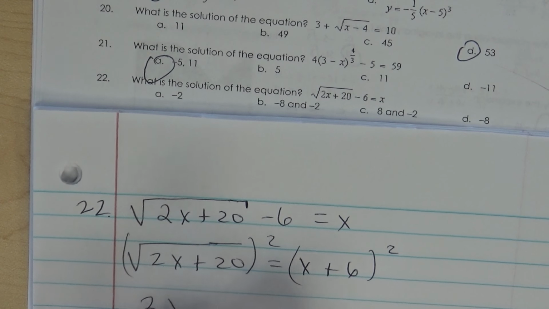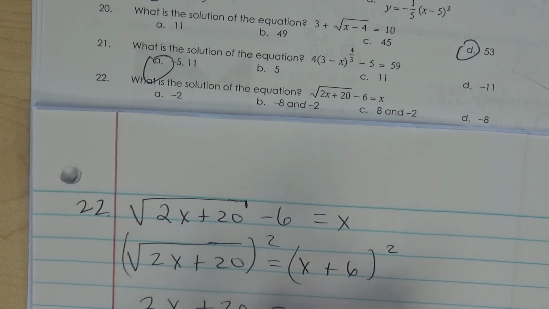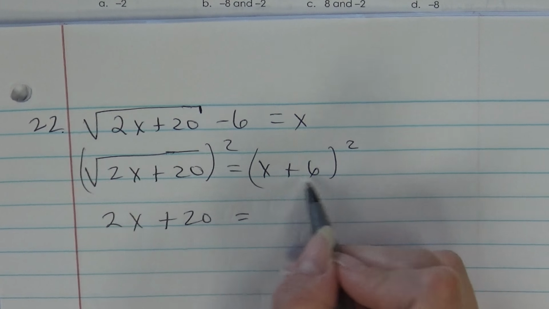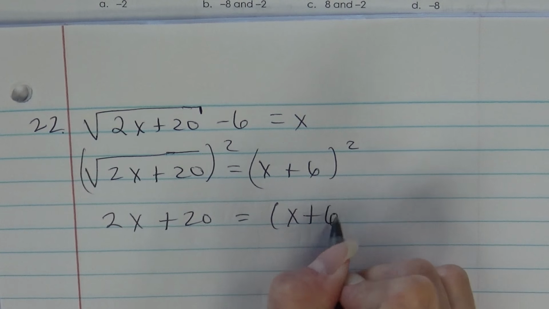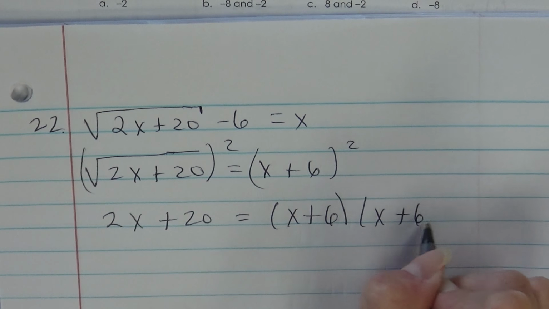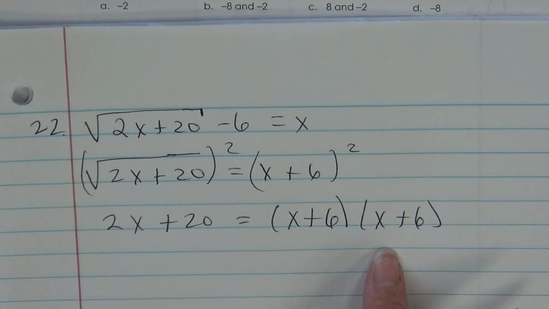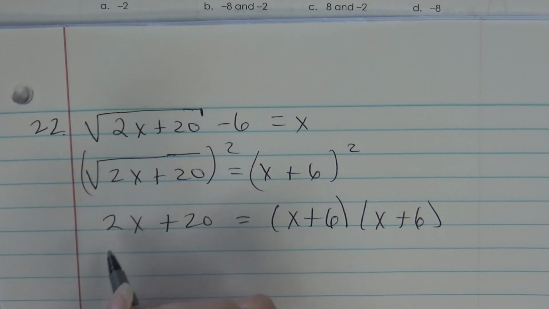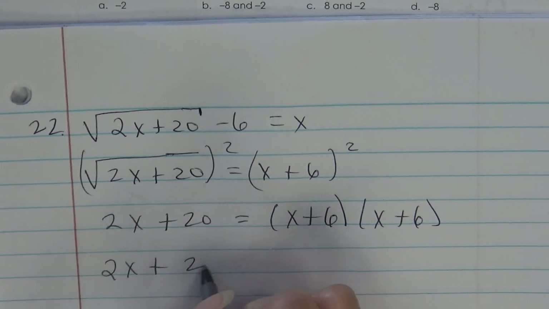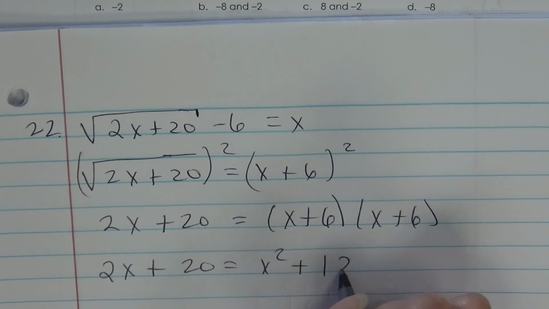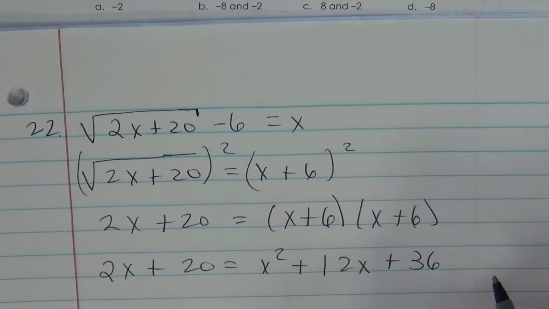So you'll say 2x plus 20 equals, when I square a binomial, that means I'm multiplying it by itself. So I need to expand, I need to write it out. And then I'm going to have to FOIL this. If you don't do this, it's going to mess you up because you'll be missing that middle term. So we've got 2x plus 20 equals x squared plus 12x plus 36.